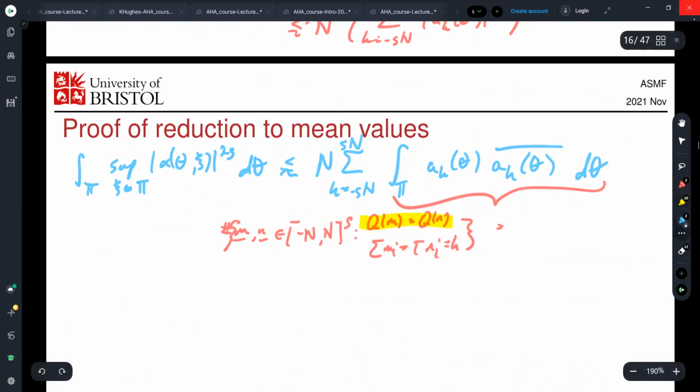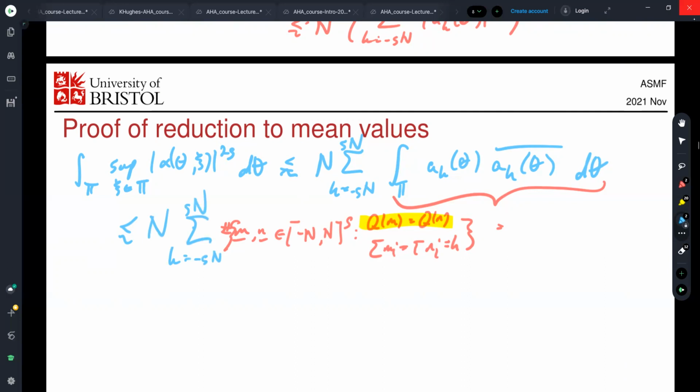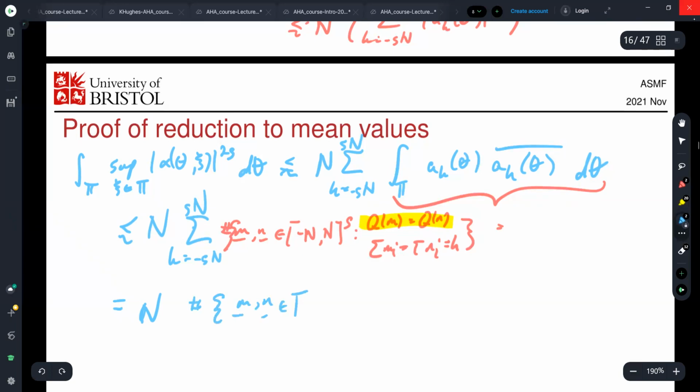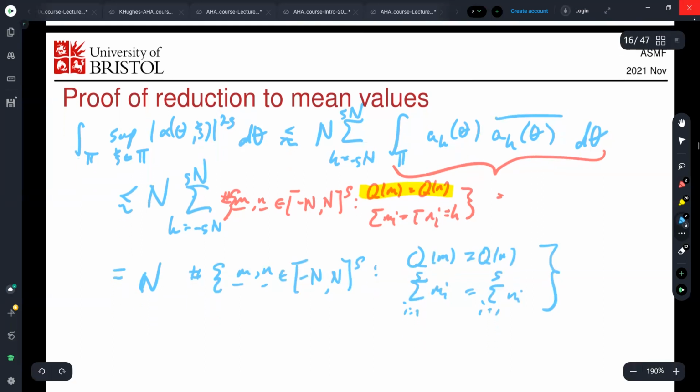So altogether, we have that this is at most, up to some constant depending on s, it's actually like 2s or 2s plus 1, n times this sum. But you get to absorb this sum into this set, or the cardinality here. You just drop that condition on h. This is equal to n times the cardinality of m and n in minus n to n to the s, such that q of m equals q of n, and the sum of the m_i's, i equals 1 to s, is the sum of the n_i's from i equals 1 to s. And voila. So that's how you get our desired mean value, which is right here.